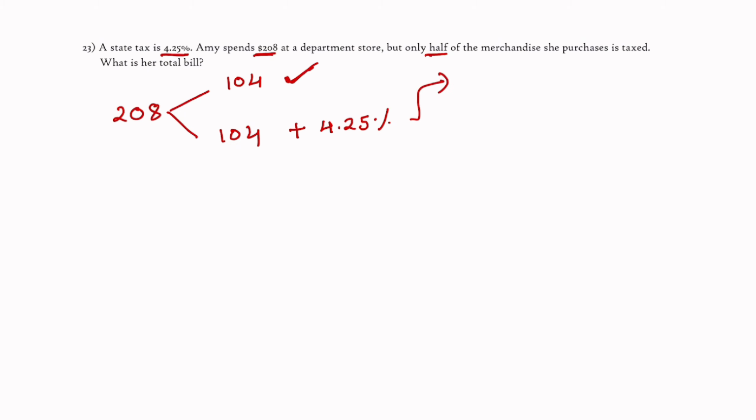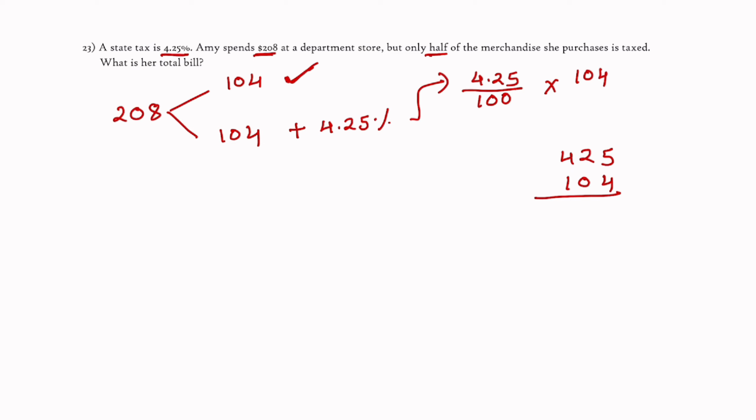And how is this to be done? Percentage. It is 4.25%. So we write it like this. And on how much amount? 104. So this is how we will find how much more she has to pay for 4.25%.